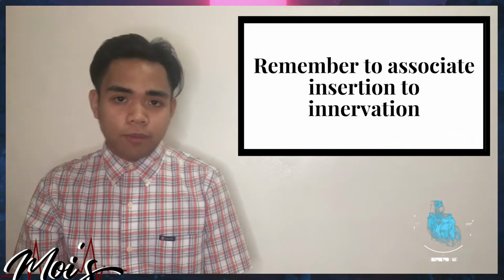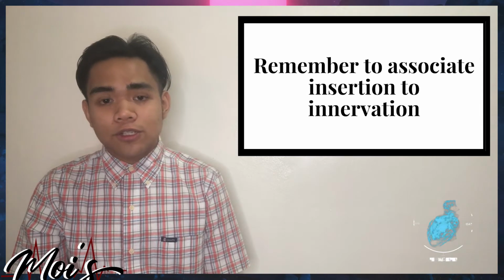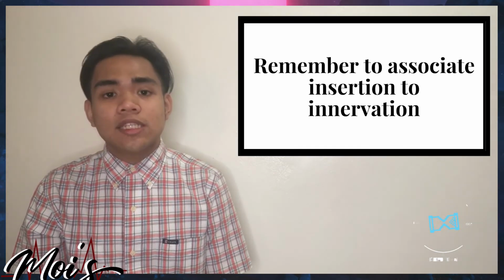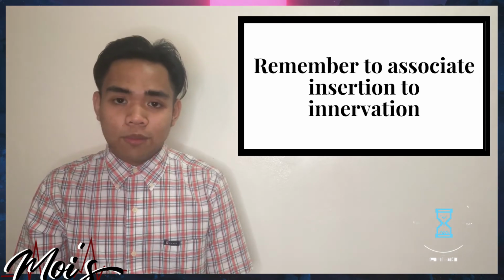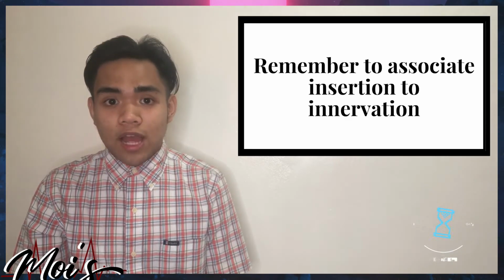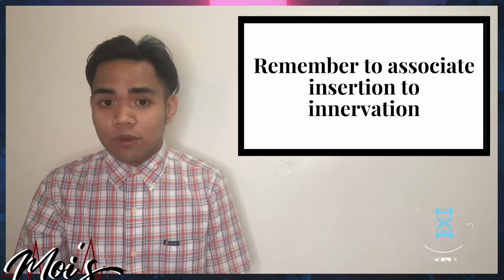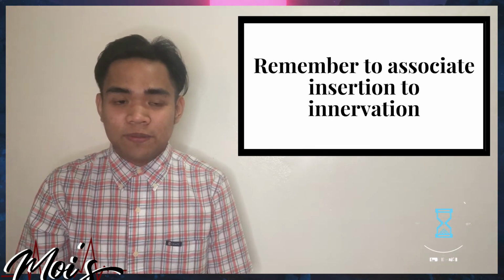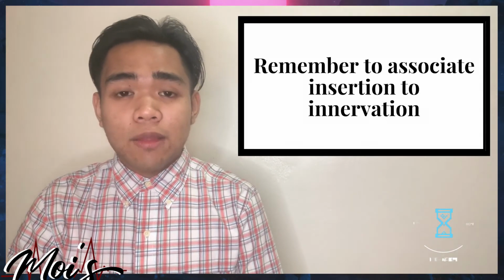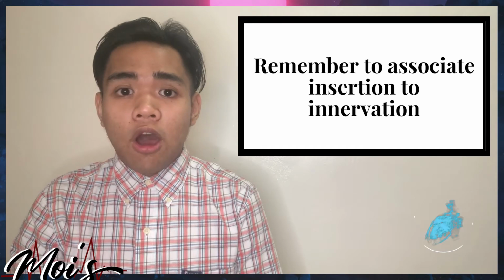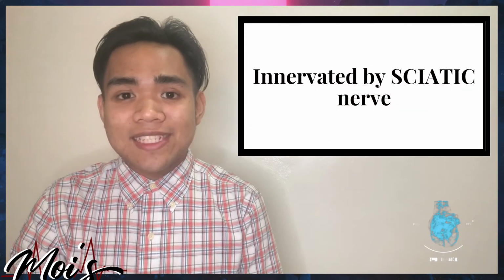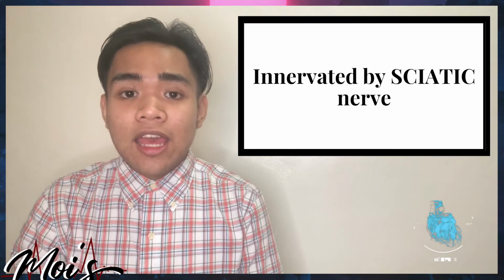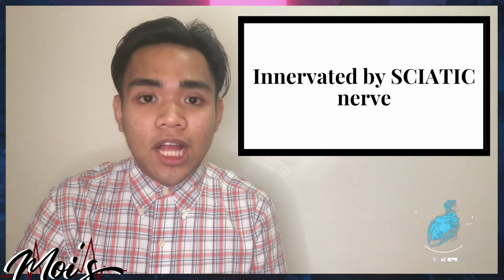The second tip to remember is to associate the insertion to the innervation. For example, the semitendinosus and the semimembranosus insert at the tibia. So it will help you rule out that the innervation of these muscles is the tibial portion of the sciatic nerve. The third tip to remember is that the posterior fascial compartment of the thigh is innervated by the sciatic nerve, while the anterior fascial compartment of the thigh is innervated by the femoral nerve.